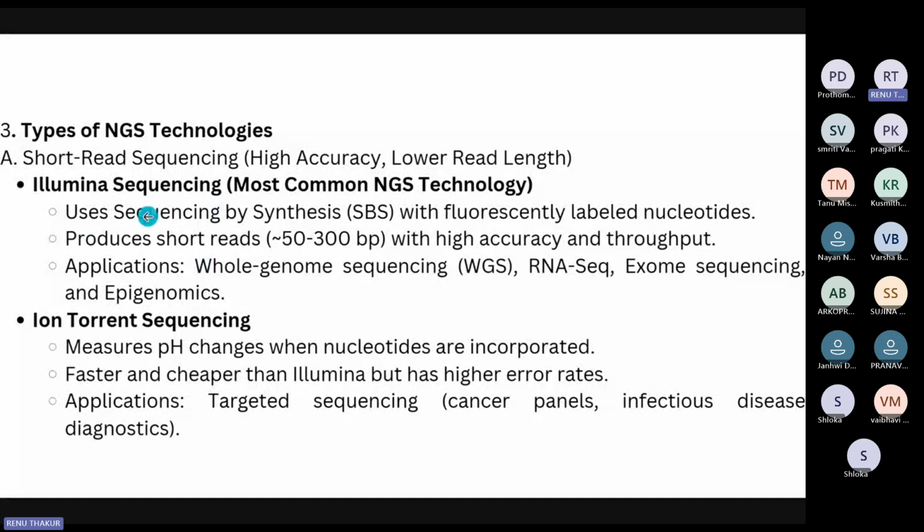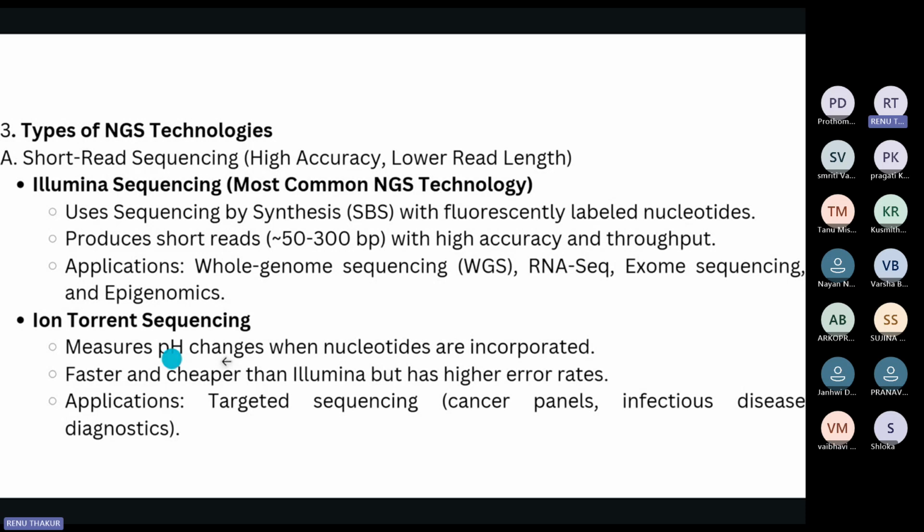This uses the sequencing by synthesis method, which we'll look at as well, with fluorescently labeled nucleotides. It produces very short reads, 50 to 300 base pairs, with high accuracy and throughput. Applications are in whole genome sequencing, RNA sequencing, and exome sequencing. Next, in short read sequencing, we have Ion Torrent.